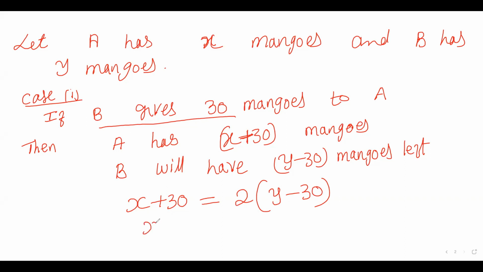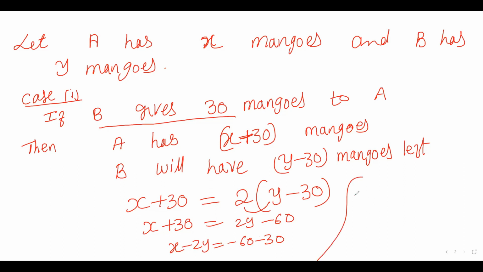Now I will try to get one linear equation here. 2 into y, 2y, 2 30s are 60. x minus 2y is equal to minus 60 minus 30, and the final equation is x minus 2y is equal to minus 90, which is my first equation. Sometimes in the equations you will get minus numbers. Here minus 60 minus 30 is minus 90. You should write this first equation.